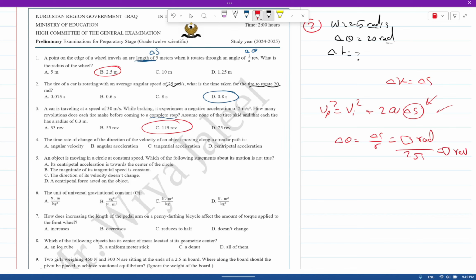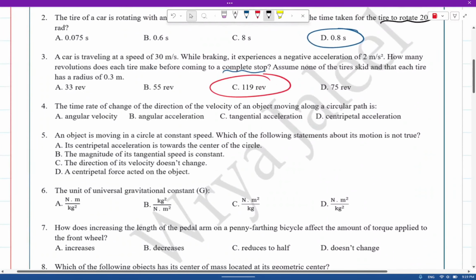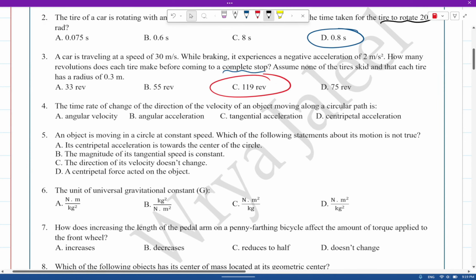Okay, that is basically for question 3. Now, as for question 4, what do we have? It says the time rate, let's zoom in, the time rate of change of the direction of the velocity. So whenever there is the time rate of change of the direction of velocity, this is clearly the definition of centripetal acceleration. So it is not angular velocity, angular acceleration, or tangential acceleration. You could think of this as the centripetal acceleration is the change in the direction of the velocity divided by the time.